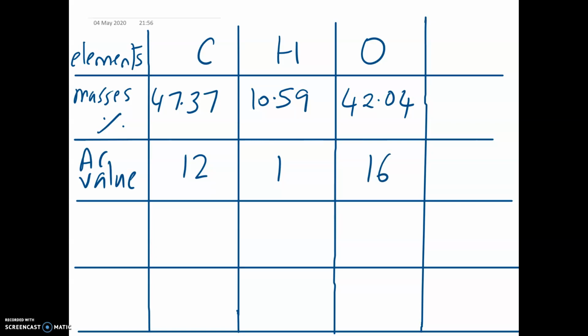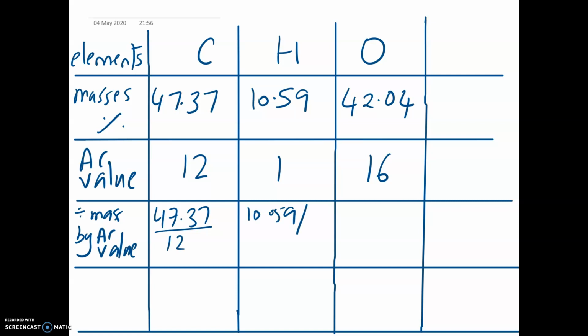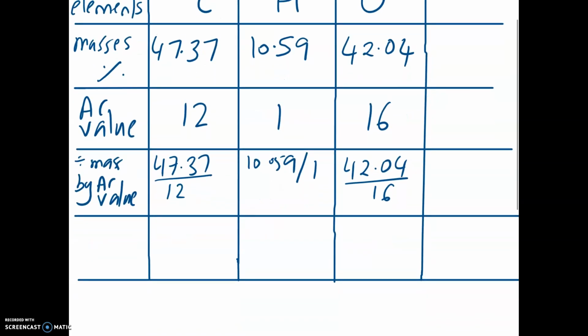We're going to divide mass by AR value. So we've got 47.37 divided by 12, 10.59 divided by 1, 42.04 divided by 16, and you get 3.9475, 10.59, and you get 2.6275. I'm not going to round them up yet.